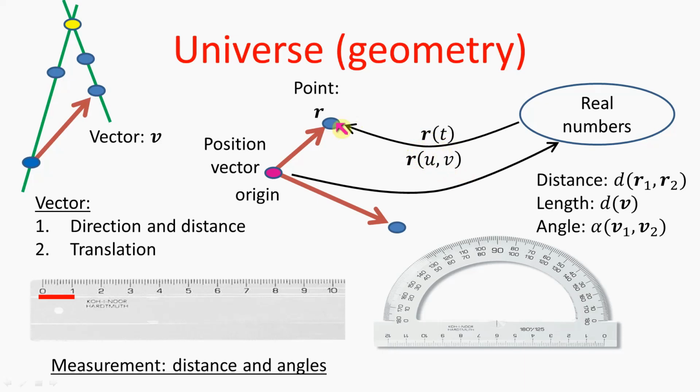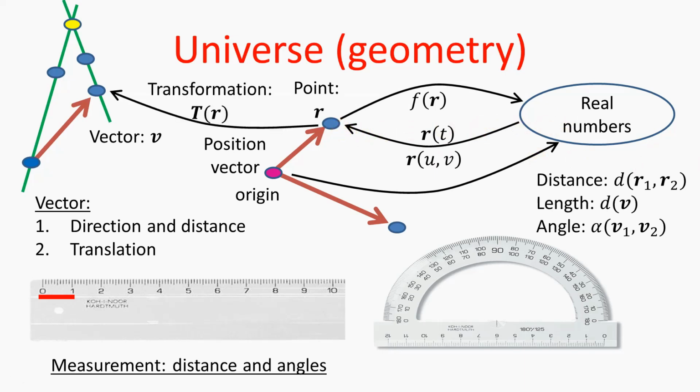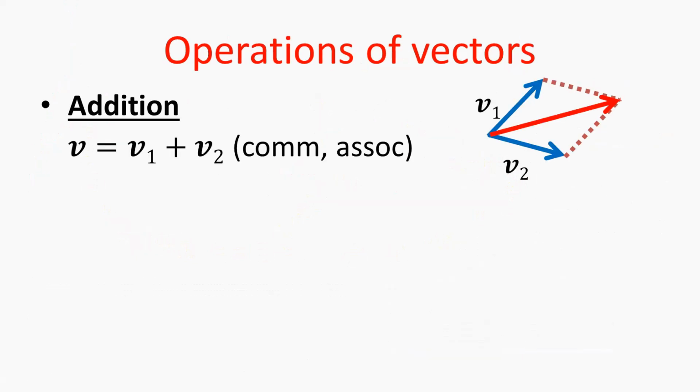The mapping can be defined in the reverse direction as well, and we can assign real numbers to points. For example, we can assign the temperature to every point. Finally, we can introduce functions that map points to points, and we call them transformations. So in this extended metric universe, vectors play an important role. Algebra means a set, the set of vectors in our case, and operations that can be executed on this set. So let's see what kind of operations can be defined on vectors.